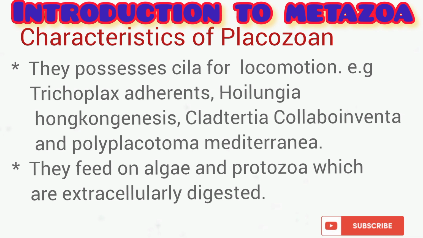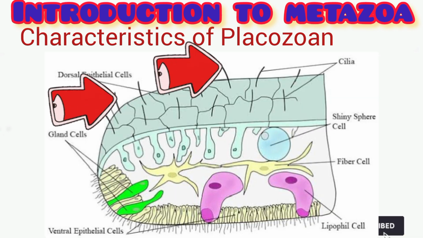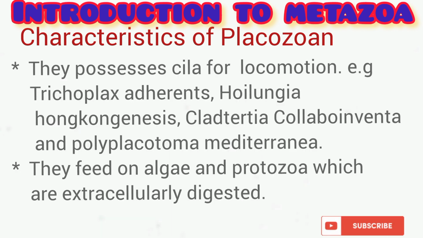They possess cilia for locomotion. Look at the diagram, you can see the cilia which is present in this organism. Examples of the organism are actually being displayed. They feed on algae and protozoa, which are actually extracellularly digested. Extracellular digestion means that digestion actually takes place outside the cell of the organism.